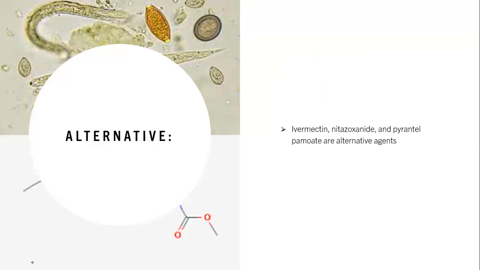The alternatives for albendazole are ivermectin, nitazoxanide, and pyrantel pamoate. These drugs can be given in an alternative condition, and they are prescribed for cutaneous larva migrans, strongyloidiasis, onchocerciasis, river blindness. Ivermectin can also be prescribed for COVID-19, scabies, ascariasis, filariasis, elephantiasis, and so on. And one other drug, Stromectol, can also be given as an alternative.